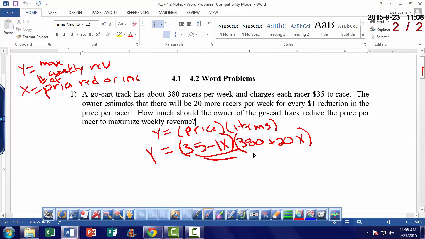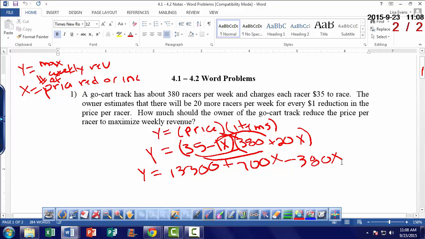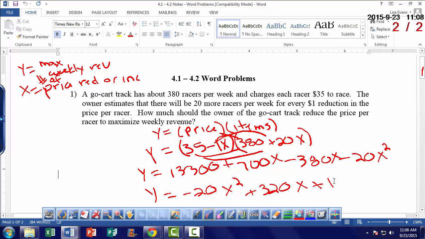I'm just going to FOIL this out. After I FOIL it out, I'm going to combine my like terms. So that's what you're going to see me do. So I get y equals 13,300 plus 700x minus 380x minus 20x squared. Now it's a quadratic function, so I'm going to write it in descending order, and I'm going to go ahead and combine my x terms. So negative 20x squared plus 320x plus 13,300.